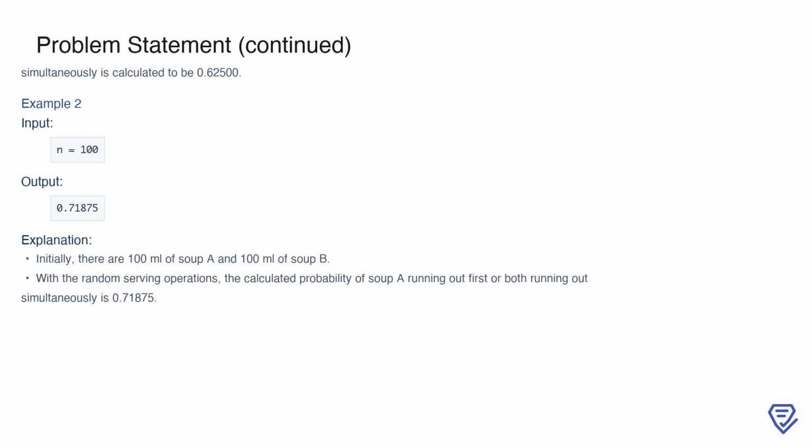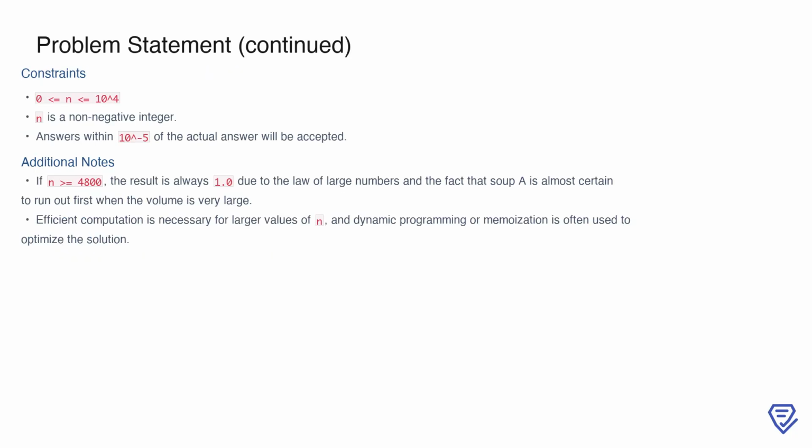Now let's examine another example where n is 100. Here, we begin with 100 milliliters each of soup A and soup B. Again, the four serving operations are applied randomly with equal probability. Using these operations, we calculate the probability of soup A running out first or both soups running out simultaneously. The result in this case is 0.71875. This showcases how the initial amount of soup affects the probability when we account for the randomness of the serving operations.